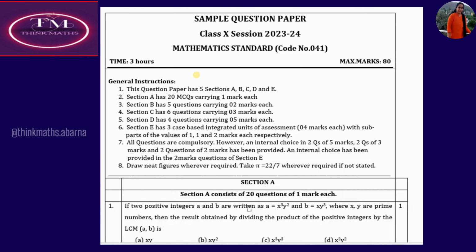Welcome you all to Think Max. We are in class 10 Maths. In this session, we are going to discuss the sample question paper format.